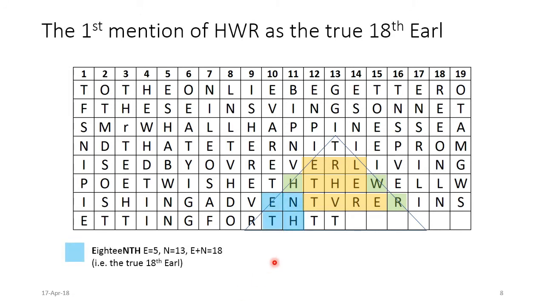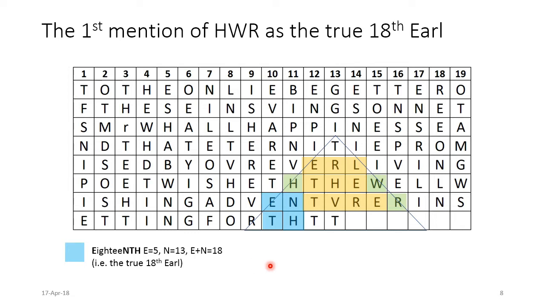Looking at the next slide, we actually have Henry Wriothesley, the true nth Earl. So nth, in my opinion, means 18th Earl. And I think this not just because of the E and the N being 18, but also if you look at the columns in simple gematria, 1 equals A, 2 equals B, 3 equals C, and so on. E therefore equals 5, N therefore equals 13, and if you add them up, you have 18. So Henry Wriothesley, the true 18th Earl.